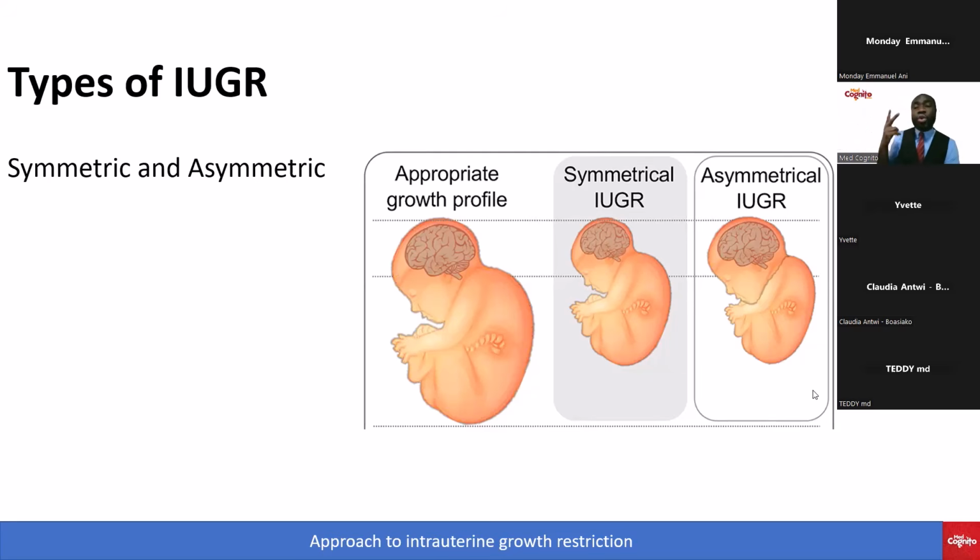So today we are learning two things. Number one, symmetrical may be as a result of maybe a genetic abnormality, so it's just going on throughout the pregnancy. Asymmetrical, the brain is already developed, so that is a very good one. And if I have a child with symmetrical IUGR and asymmetrical IUGR, likely the one with the asymmetrical IUGR may have a better outcome.